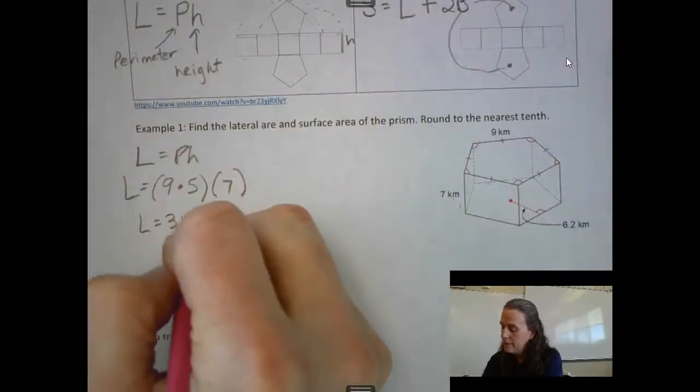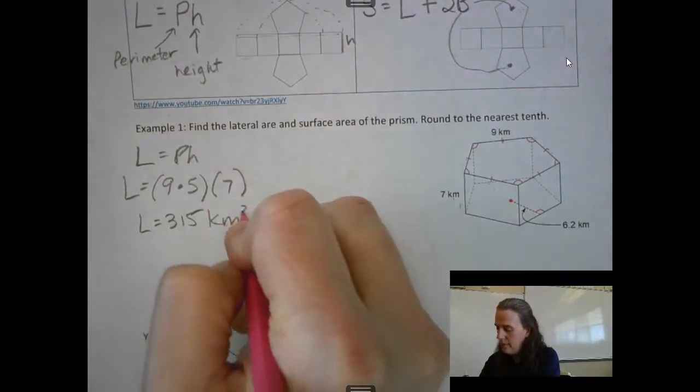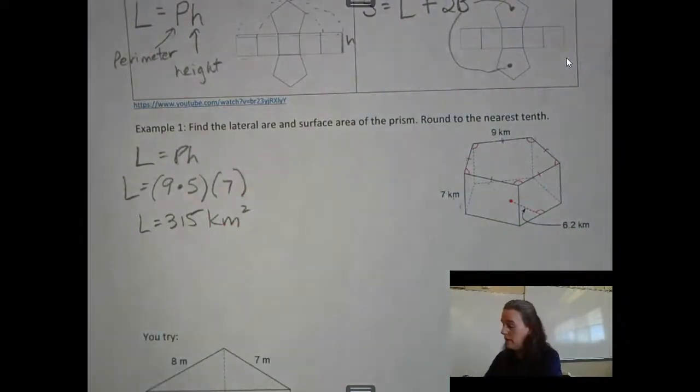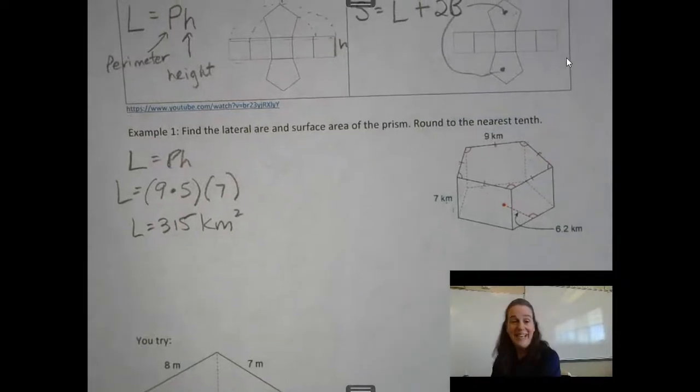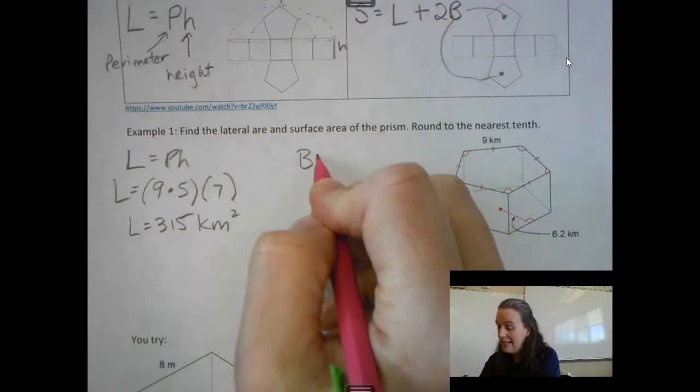Lateral area equals 315. What do we have? Kilometers squared. That is a huge prism. Okay, then we'll move to the base. Let's find that area next.